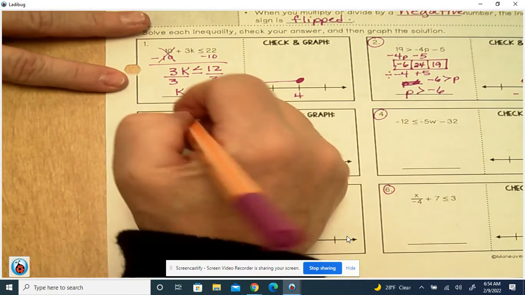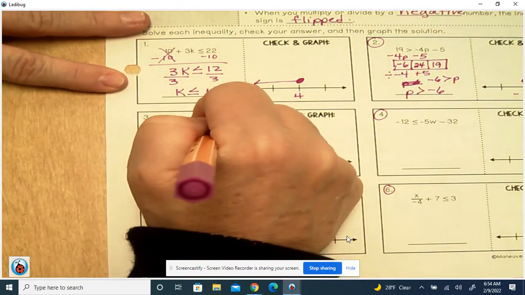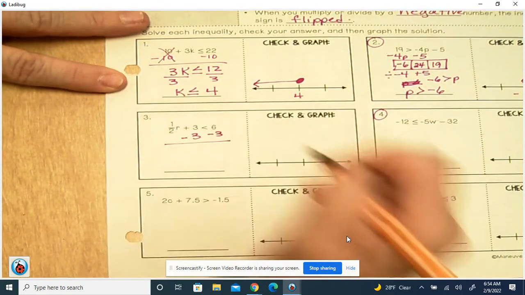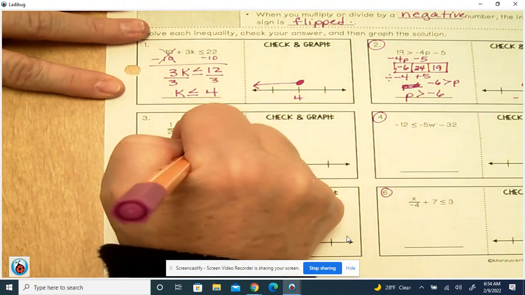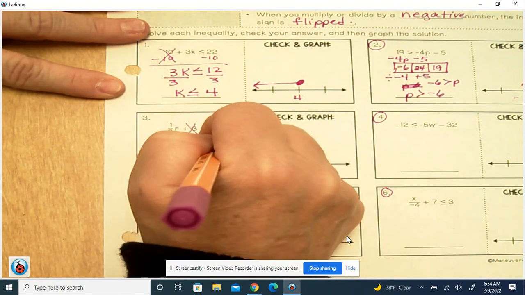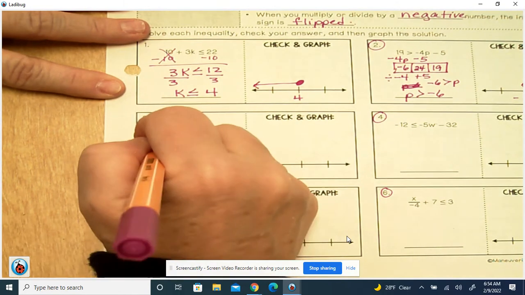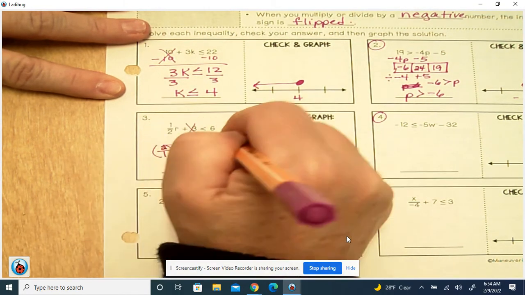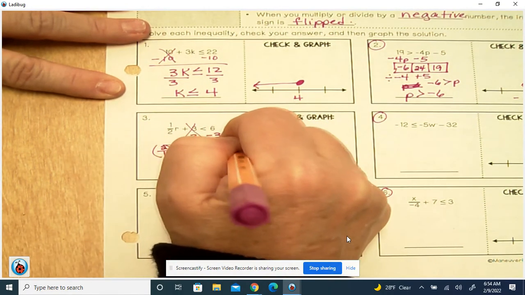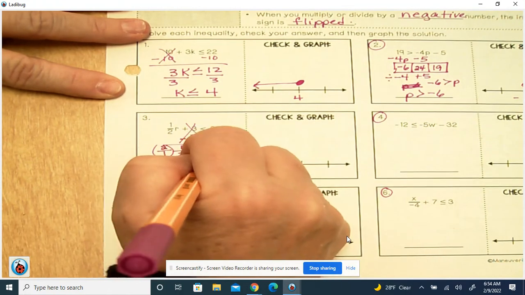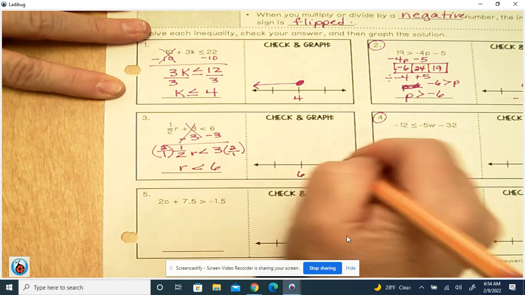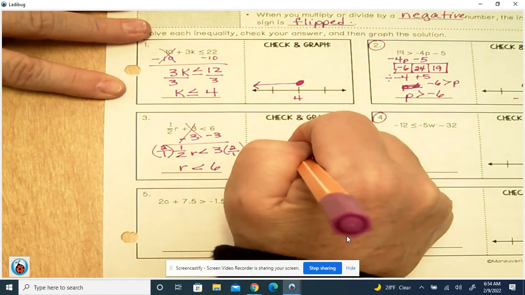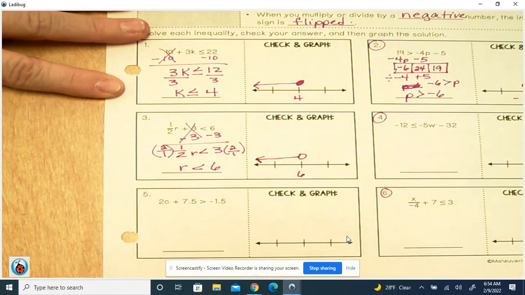All right, here we've got subtracting 3 from both sides, and that cancels out. You get 1/2 R is less than 3. We'll multiply by the reciprocal, and we get R is less than 6. So we have 6 here, it's just less than, so it's open, shaded to the left.